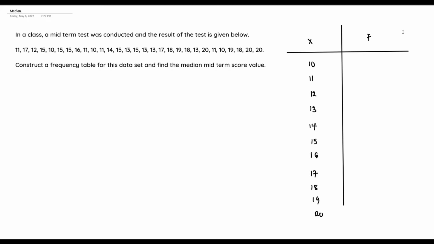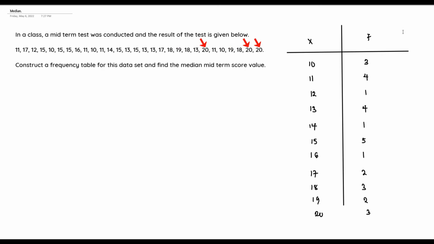So we ask ourselves the question, how many times does 10 occur in this data set? 10 occurred 3 times. How many times does 11 occur? 11 occurred 4 times. How many times does 12 occur? 12 occurred just 1 time. 13 occurred 4 times. 14 occurred 1 time. 15 occurred 5 times. 16 occurred 1 time. 17 occurred 2 times. 18 occurred 3 times. 19 occurred 2 times, and 20 occurred 3 times.